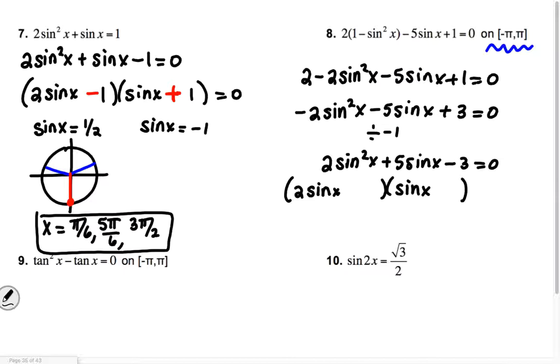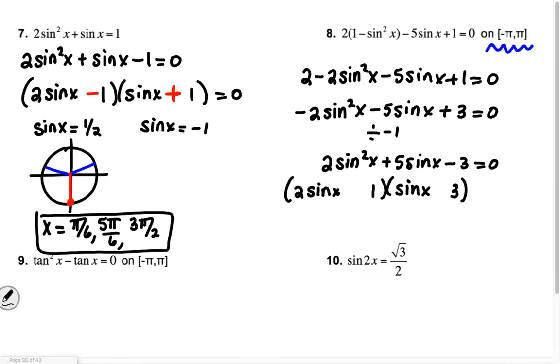Okay, we want the last terms to multiply to be negative 3, so we definitely need opposite signs, like one's a plus, one's a minus. And some of you guys might put like the 3 here and the 1 here, and you might be like, oh, I can get 5 if they're both plus, right? But again, they need to multiply to be negative 3, so that doesn't work. So the 3 can't go there, it has to go here.